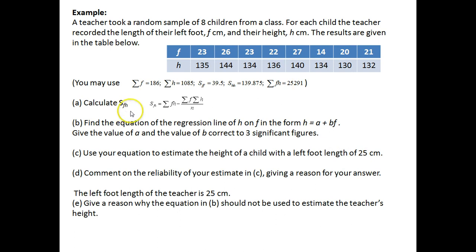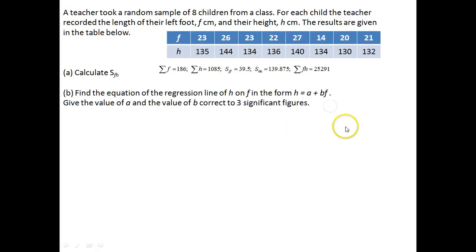Our SFH means the sum of F times H minus the sum of F multiplied by the sum of H over N. So we've got the sum of F times H, we have the sum of F, we have the sum of H, divide by 8 for the children, and we get a value of 64.75.